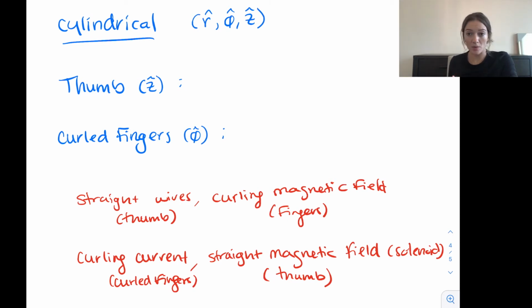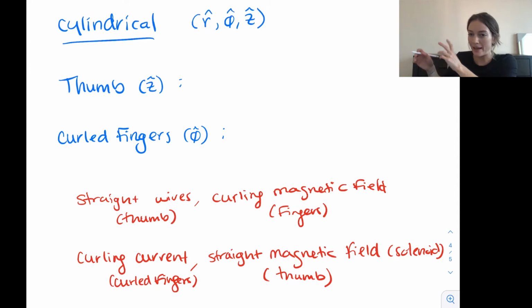And so this works the other way as well. So when we do Lenz's law or Faraday's law, when we have an induced magnetic flux, you say, okay, I want my induced magnetic flux to, let's say, be into the page. So you point your thumb into the page, and then your hand naturally curls in the direction of the current that would be required to create a magnetic field in that direction.